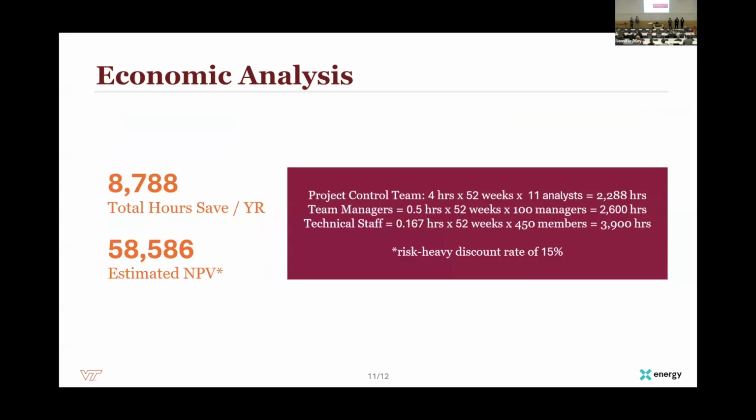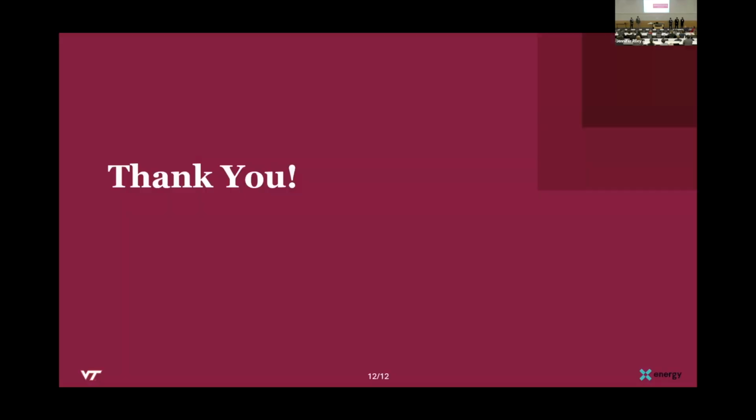Thank you, Grant. This project will save us 8,788 hours every year. And using time as a long-term asset, an estimated net present value of 58,586 hours, positively benefiting the project control teams, technical staff, and team managers by saving them time. And now I would like to move on to our program takeaways.